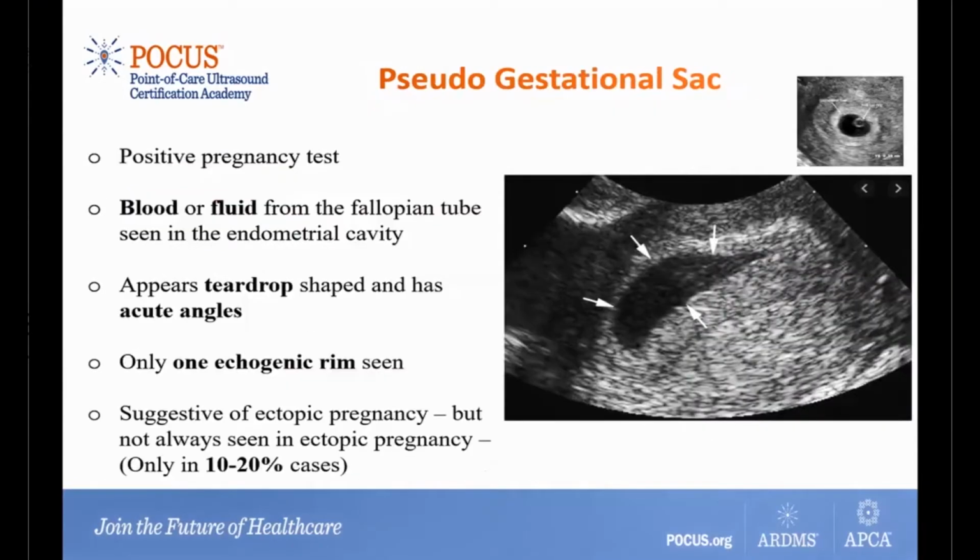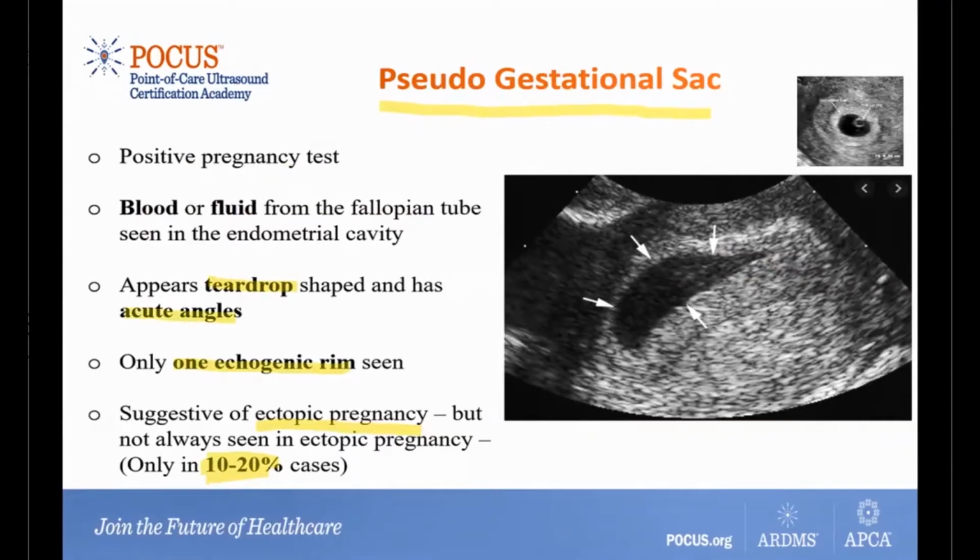At this point in the pregnancy, you have to be able to recognize the pseudo-gestational sac, which actually is suggestive of ectopic pregnancy. Keep in mind that it's not seen in all cases of ectopic pregnancy. It's about 10 to 20% of cases. It's just a single echogenic rim, and has a teardrop shape and also has acute angles.